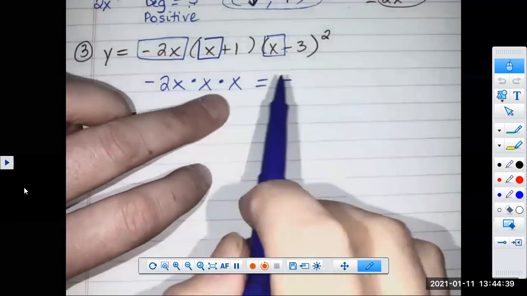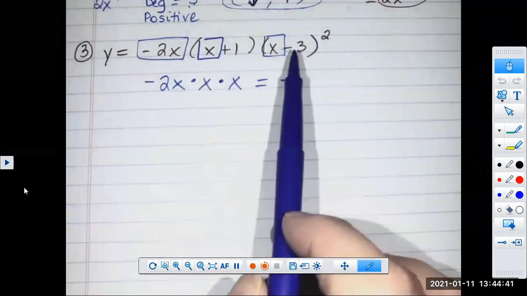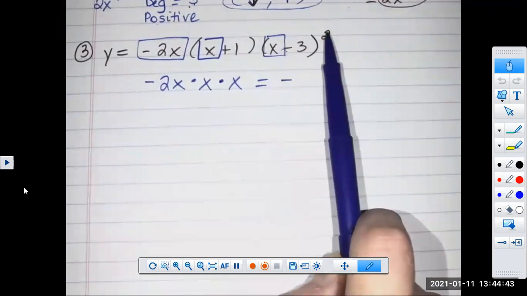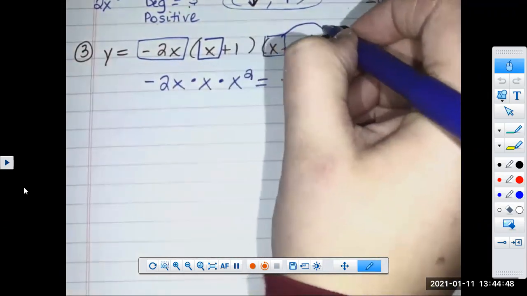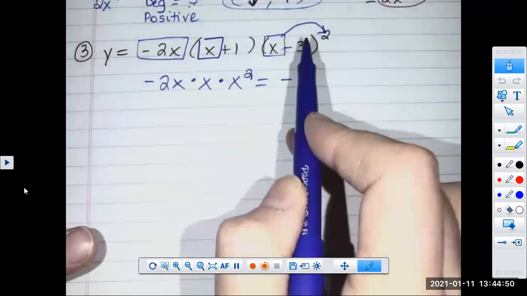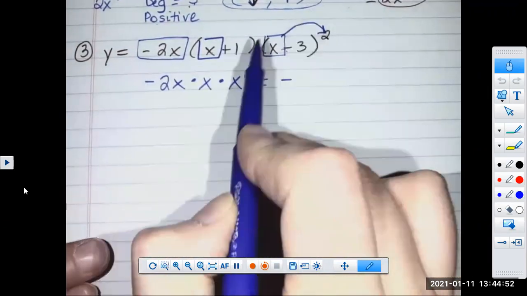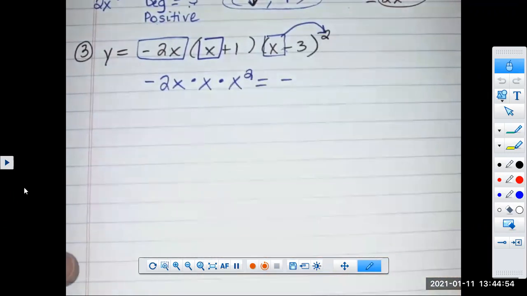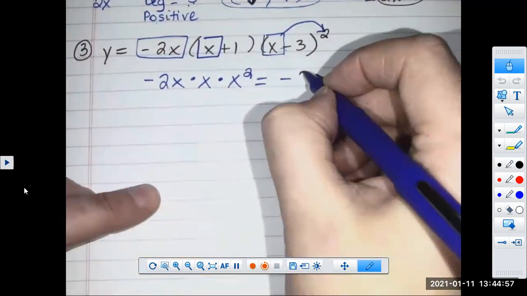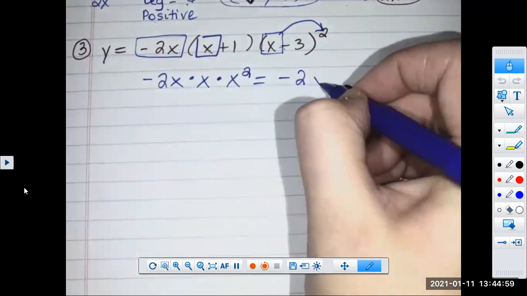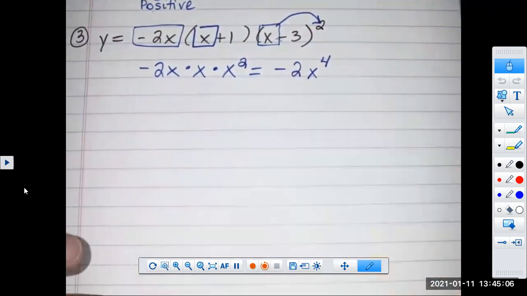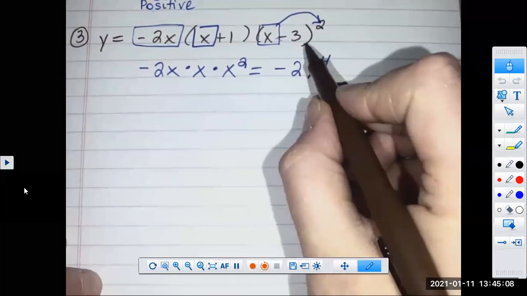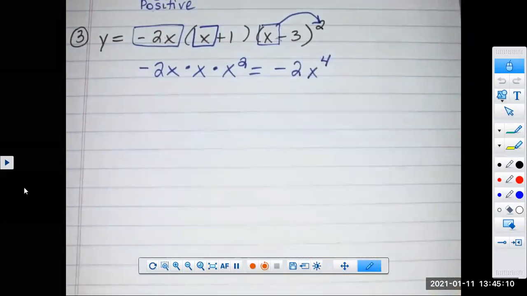Oh, wait, I forgot. Look at this one at the end. So sorry. Check this out. This one is what? Yeah, so we got to square that. So make sure if you have an exponent outside of that individual factor that you raise it to that power. Okay, now multiply this together and you get negative 2x what? Negative 2x to the 4. So this would be my leading term overall.